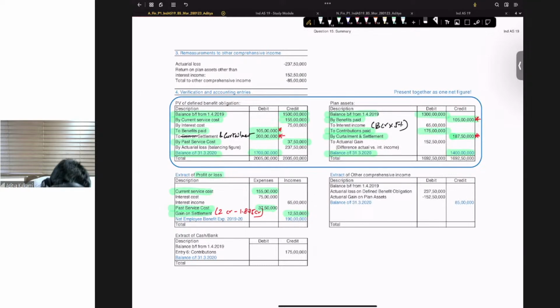13 crore into 5%, interest income 65 lakhs. Same thing, you will have a cost also: 15 crore into 5%, so that gives rise to a cost of 75 lakhs. And now when you take the balancing figures, the balancing figure is coming as an actuarial loss of 2 crore 37 lakh 50,000 for the obligation and a gain of 1 crore 52 lakh 50,000 for the plan assets. Okay, so this is how you will do that.